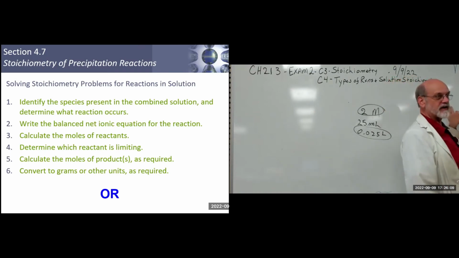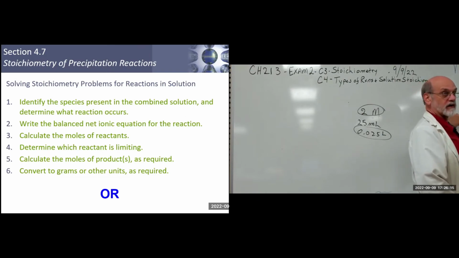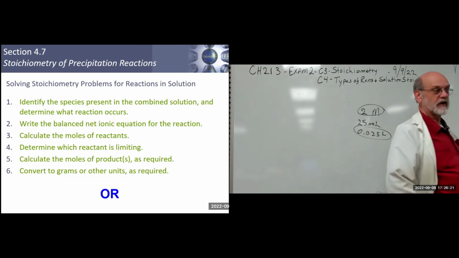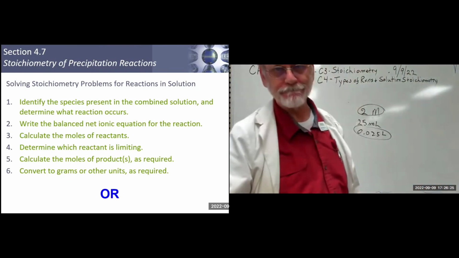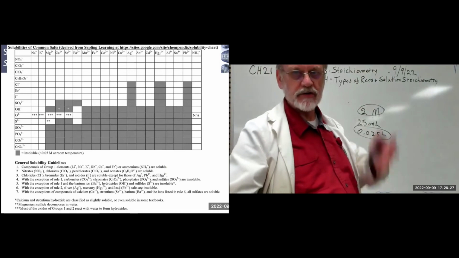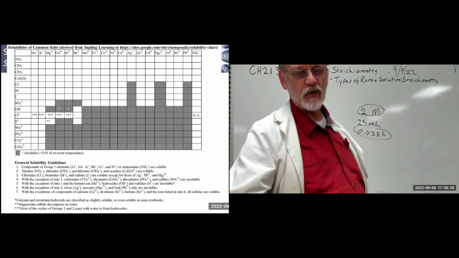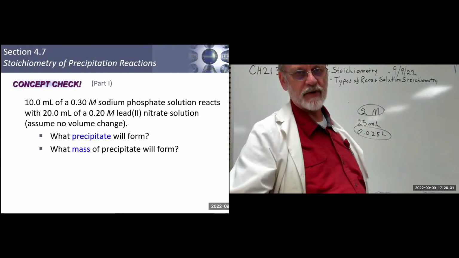And then how do you find the moles or the mass of your solid product? Same way we did before. If you know the moles, then you take the molar mass of the product and find the mass, excuse me. Okay, there's your chart. And we're not going to go over it because we already hammered that one.